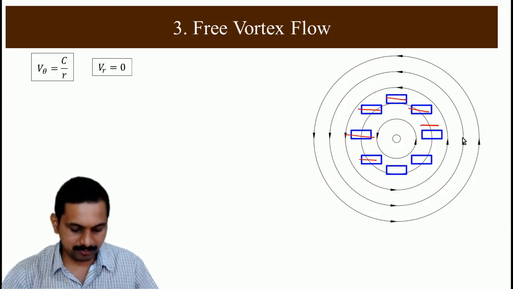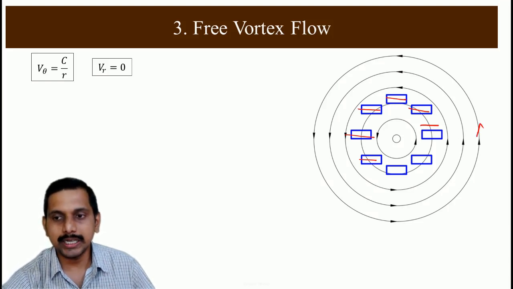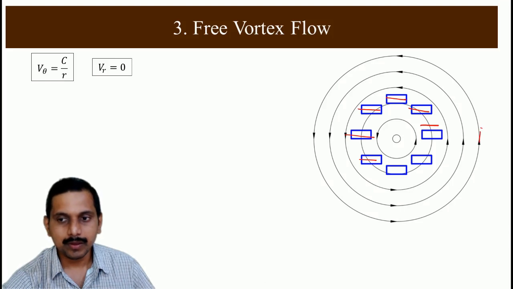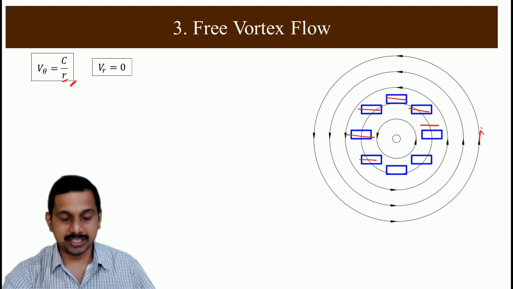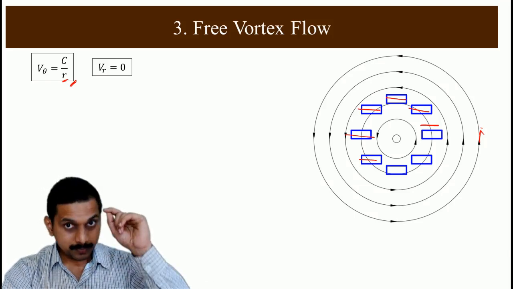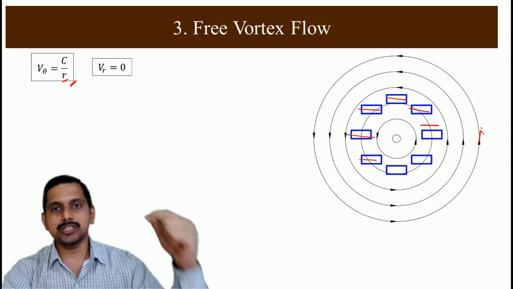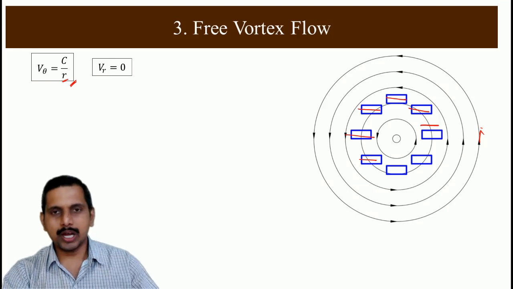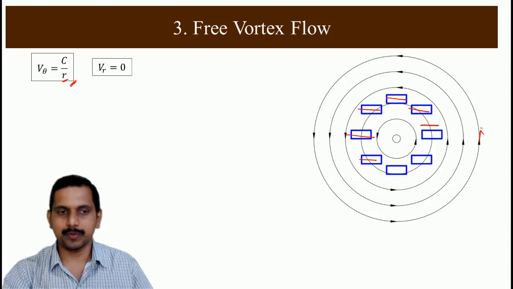Here V theta is the tangential velocity. One of the main things is that it will have only tangential velocity. So since it has only tangential velocity, V theta is C by r, and as the radius increases, the speed reduces. As the radius decreases, the speed increases. And when it comes to the center, the velocity approaches infinity. How those things happen, we will see in later videos on vortex flows. And Vr is going to be equal to 0.